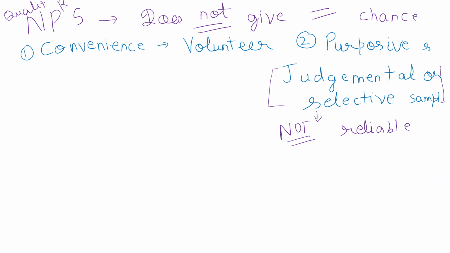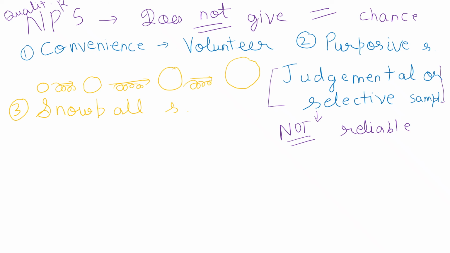Then another form of non-probability sampling is snowball sampling. You all have seen a snowball, right? First it is small, then it rolls down and becomes bigger in size, then it rolls again and becomes bigger still. Exactly, that is why it is called snowball sampling.